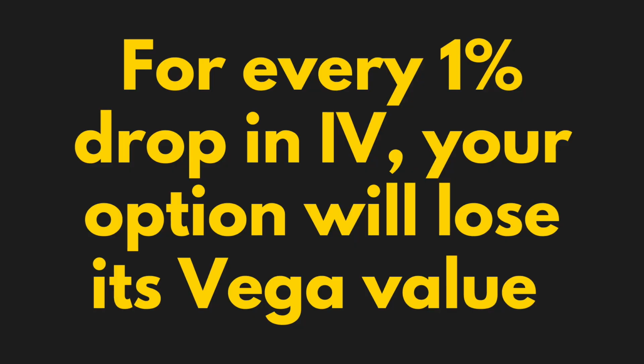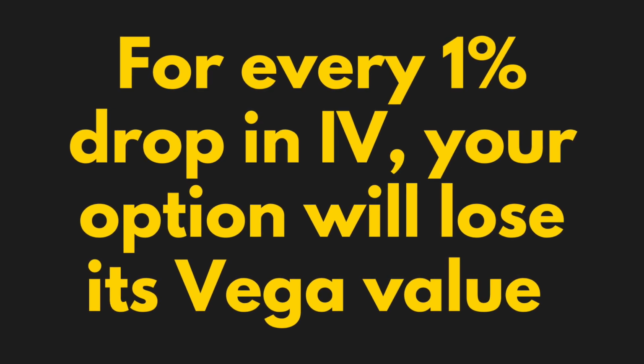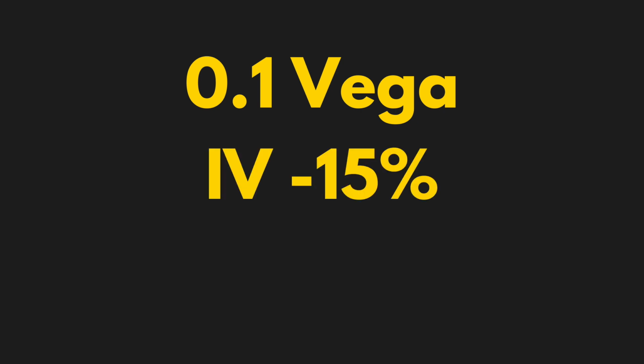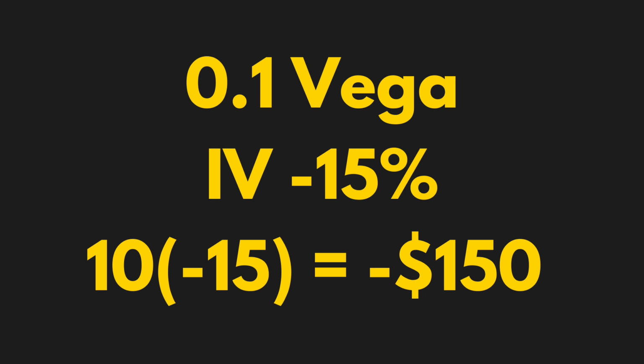The way this works is whenever implied volatility drops, for every 1% that it drops, your options will lose its Vega value. Now, Vega is one of the fancy Greeks, and if you don't understand them, I have a video for that. But again, for every 1% drop in implied volatility, your options will lose its Vega value. So if you have, say, a 0.1 Vega value, and the option's implied volatility drops by 15%, then that option is going to lose $150. This is not considering any price action and also not accounting for any theta decay.